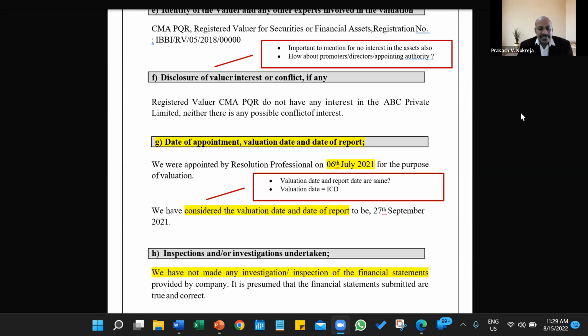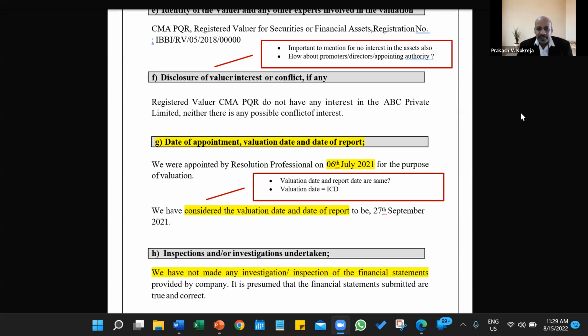Great. So next is date of appointment, valuation date, and date of report. Now, we all know that there are usually three dates: the date of appointment and the date on which you are doing the valuation. In case of IBC, it is always the insolvency commencement date on which we have to do the valuation. Then the date of report can obviously be later than that.